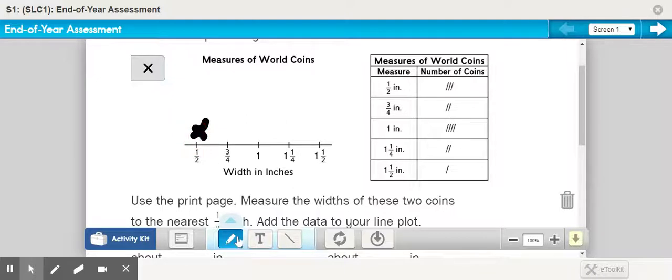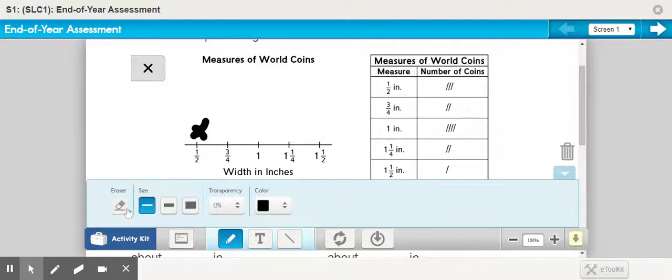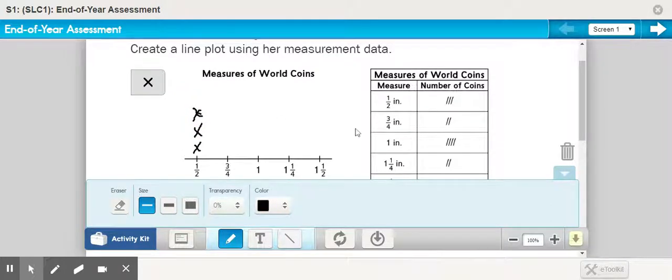Oops, and I'm going to erase that and make it slightly smaller. I apologize, friends. That was a big X. Okay, so I'm going to bring it to the smallest size, and I'm going to create 3 X's stacked on top of each other. And again, I'm using a trackpad, so it doesn't always write as well as if I was using an actual piece of paper and pen.